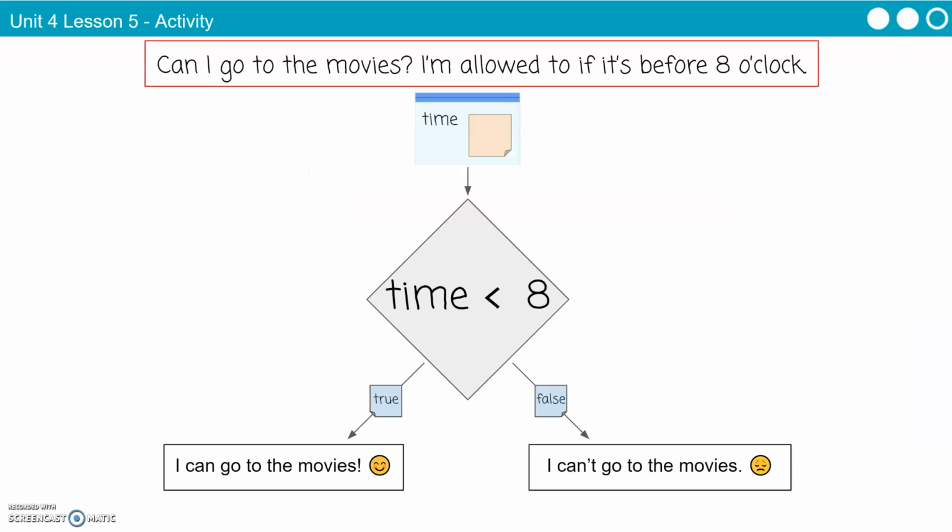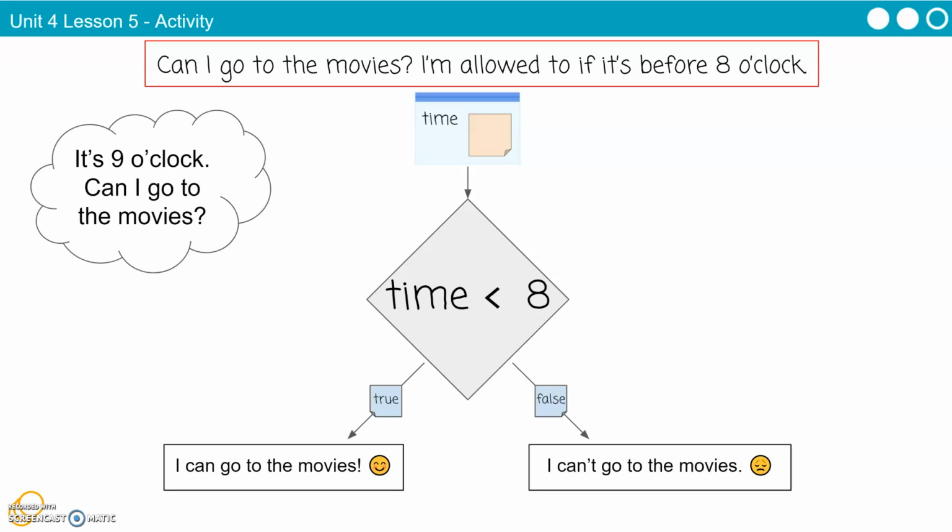This is what we call a decision tree. You can see we created a variable, let's call it time, because that's what we're looking at. And we know now if time is less than 8, and that evaluates to true, we're allowed to go to the movies. If that evaluates to false, sorry, can't go to the movies. So then let's say, oh, it's 9 o'clock. If I put that time 9 in there, is this going to evaluate out this decision tree to true or false? You tell me.